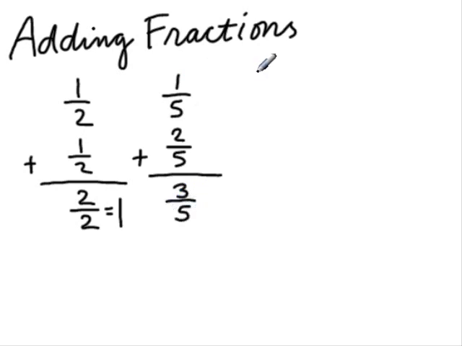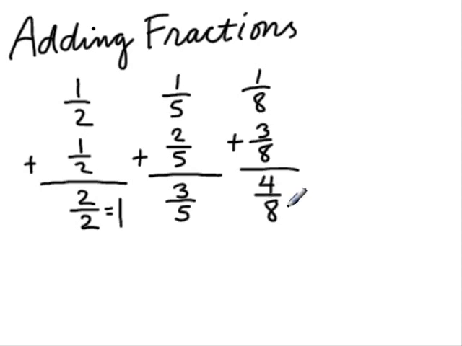Now suppose we have a fraction like this, 1/8 plus 3/8. They're both the same kind. They're both eighths. And here we have 1, and here we have 3. So that's a total of 4/8. But 4/8, 4 over 8.